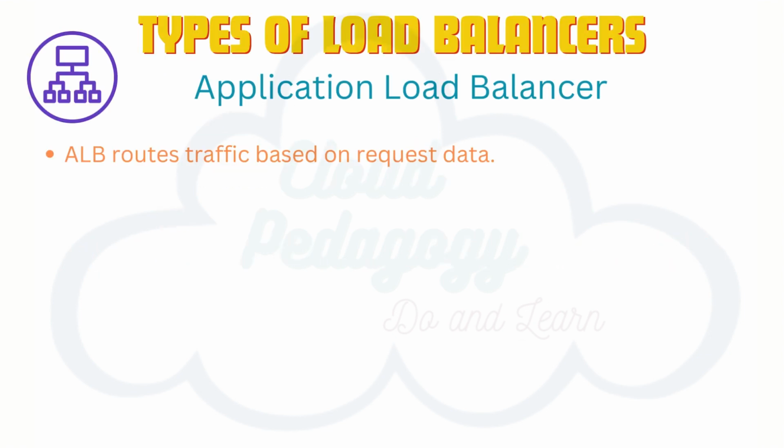ALB routes traffic based on request data. It makes routing decisions based on the HTTP protocol, like the URL path and host, as well as HTTP headers and methods, and also the source IP address of the client. This enables granular routing to the target groups.